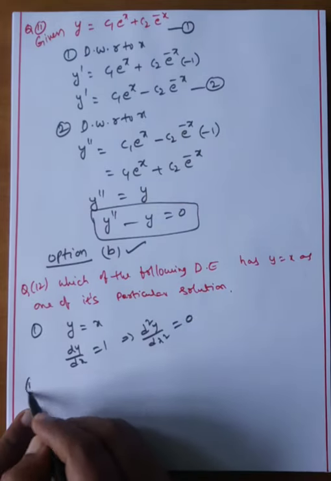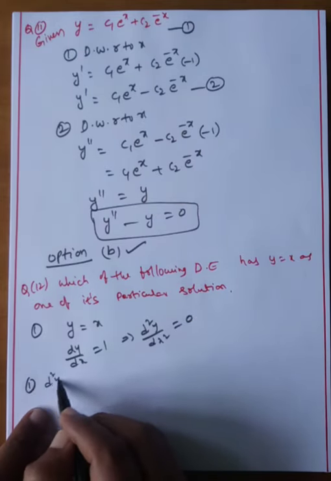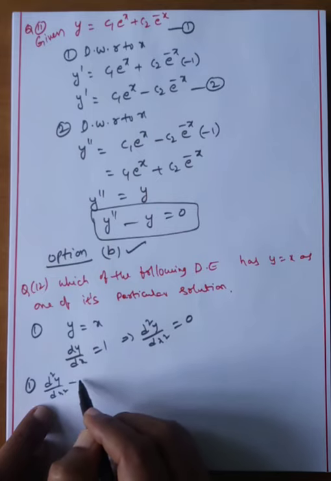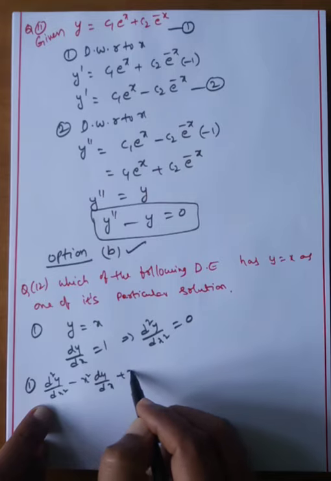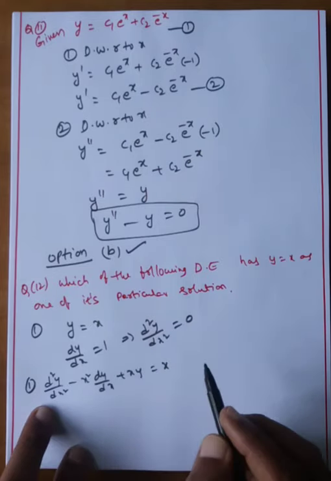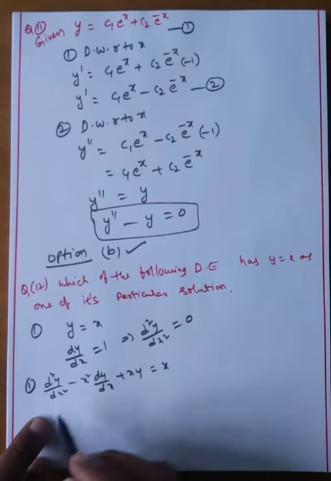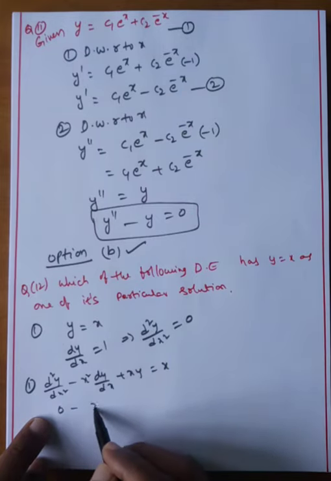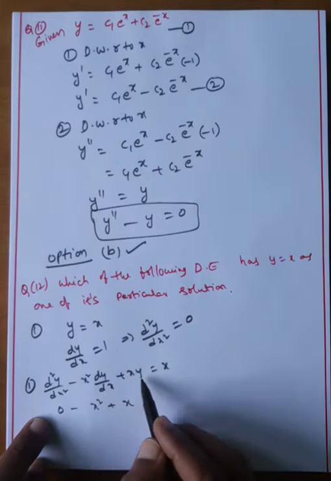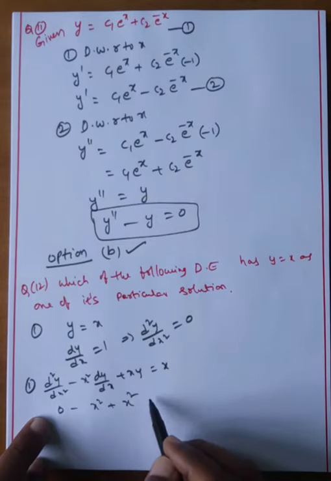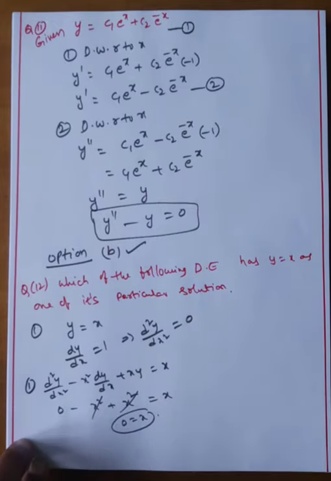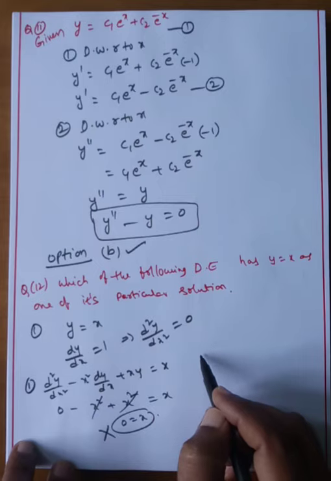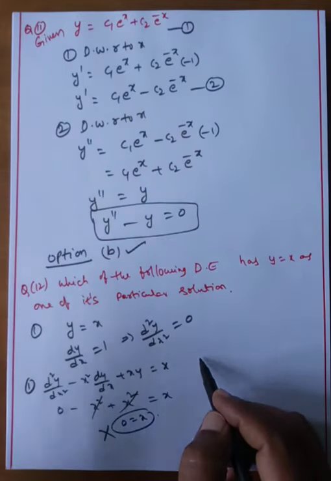Now, we will take the first option and substitute. What is the first option? D square y by dx square minus x square into dy by dx plus xy is equal to x. Satisfied or not? Now substitute: d square y by dx square is 0, minus x square plus x into y. Y is x, so x square is equal to x. Is 0 equal to x possible? Not possible. This is not. Next, the second option. The second option also is not possible. Plus is there, so it is not.